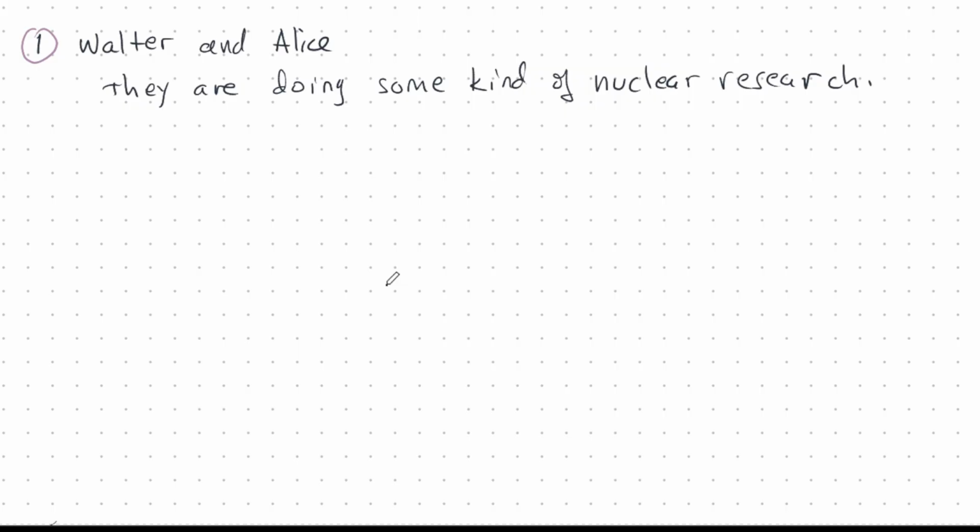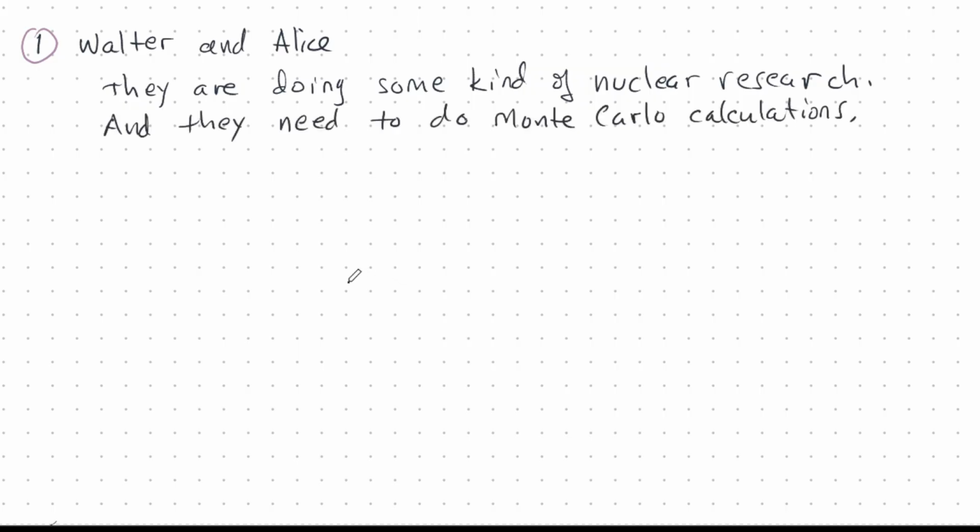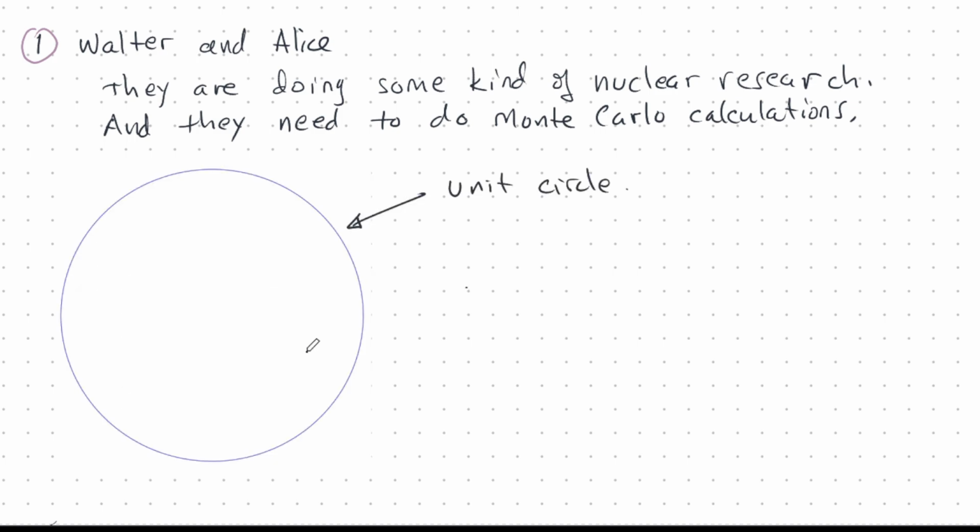And today I don't have any theorems or proofs for you, but I do have a kind of mathematical mystery that may perplex you. So Walter and Alice are doing some kind of nuclear research, and they need to do Monte Carlo calculations, so they have to generate lots of random points. Specifically, they need to generate points inside the unit circle.